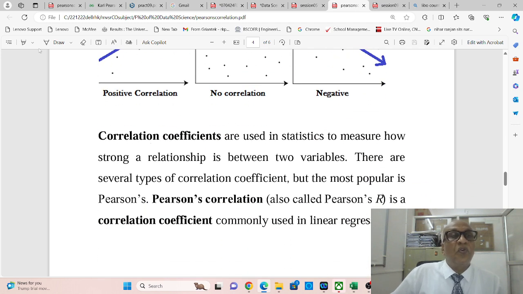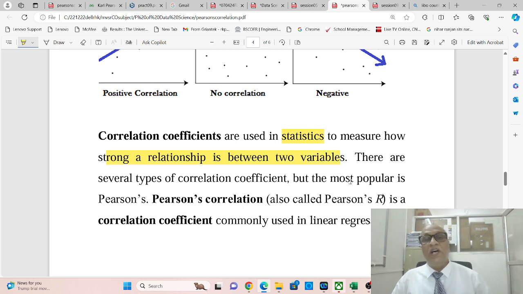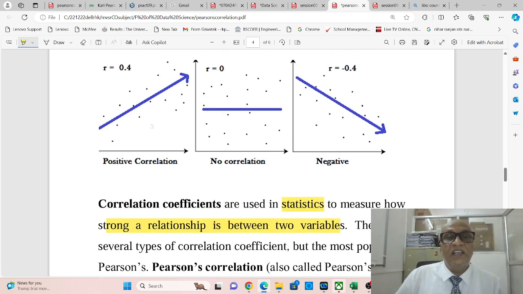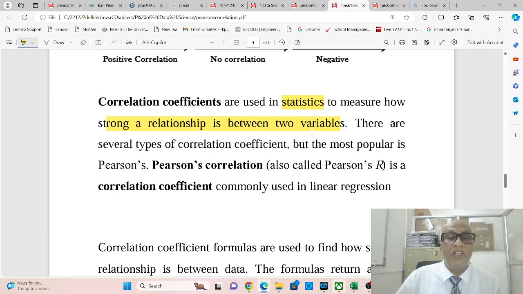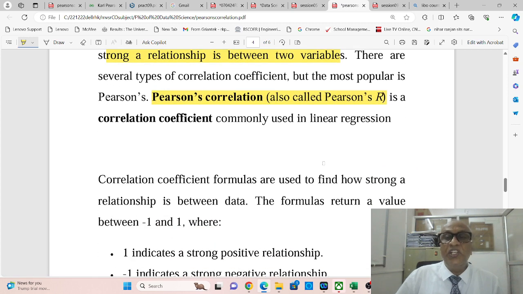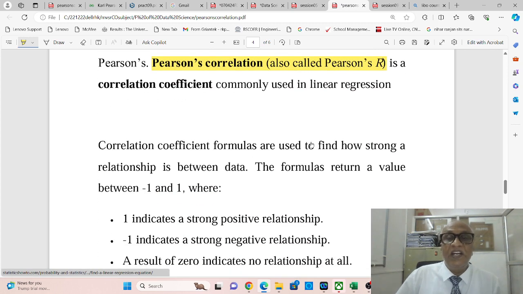Now, what is the purpose of correlation coefficients? They are terms in statistics used to measure how strong a relationship is between two variables. Here in this graph, at least you can see that: this is positive correlation, this is zero correlation, this is negative correlation. One type of correlation which is very prevalent and famous is Pearson's correlation, given by R. It is mostly used in linear regression to identify the relationship and how strong the relationship is.